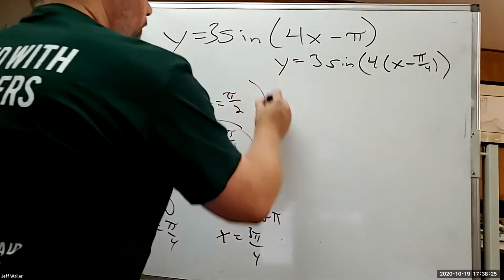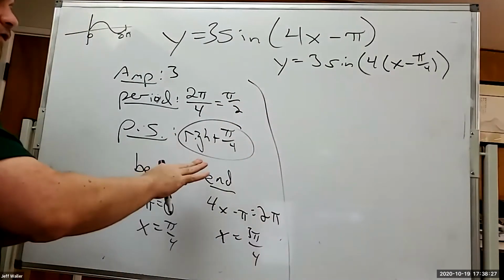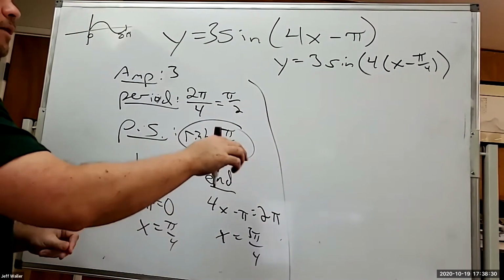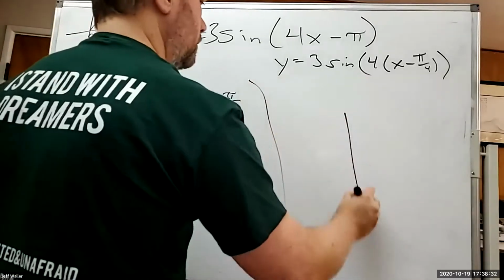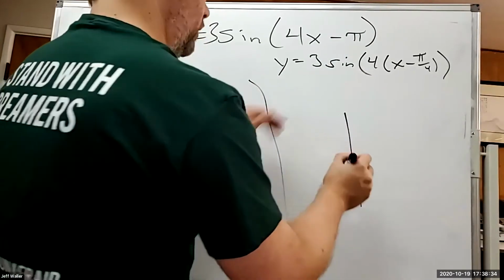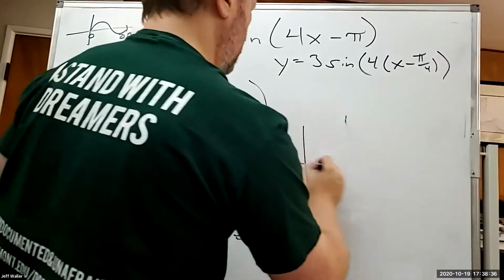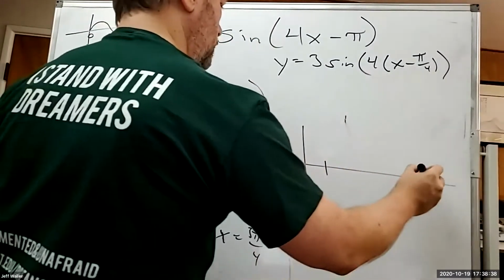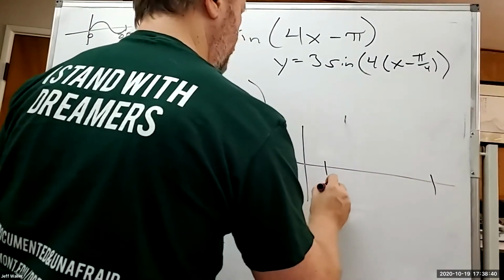I've got enough information now to plot this bad boy. Let's do this. Let's focus a little more on this side. So there's pi over 4. There's 3 pi over 4.